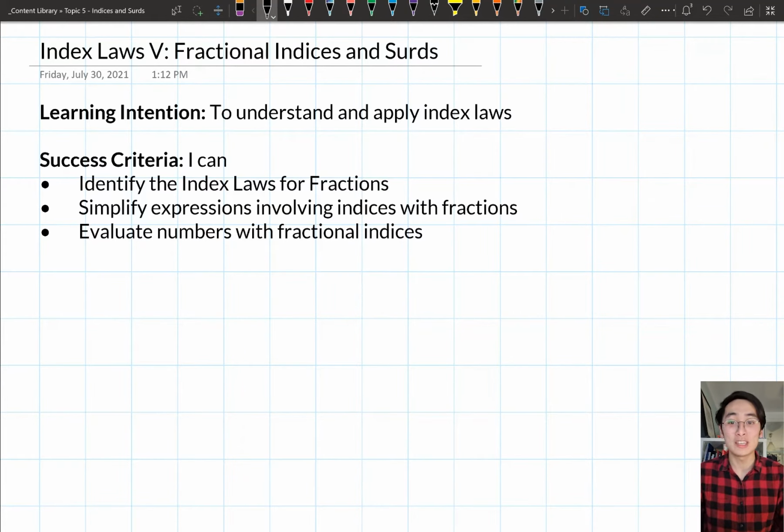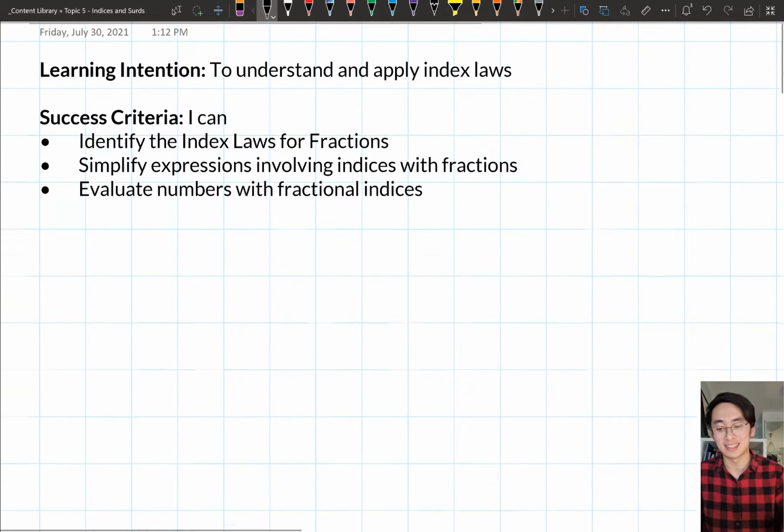In today's lesson we're continuing our topic of indices and surds, and we're going to be looking at our next set of index laws. Now we've been looking at a whole bunch of index laws. What we're going to be looking at today is what happens when our index or our power is a fraction. So our learning intention today is to understand and apply index laws, and we want to be able to identify the index laws for fractions, simplify expressions involving indices with fractions, and evaluate numbers with fractional indices. So let's get started with today's lesson.